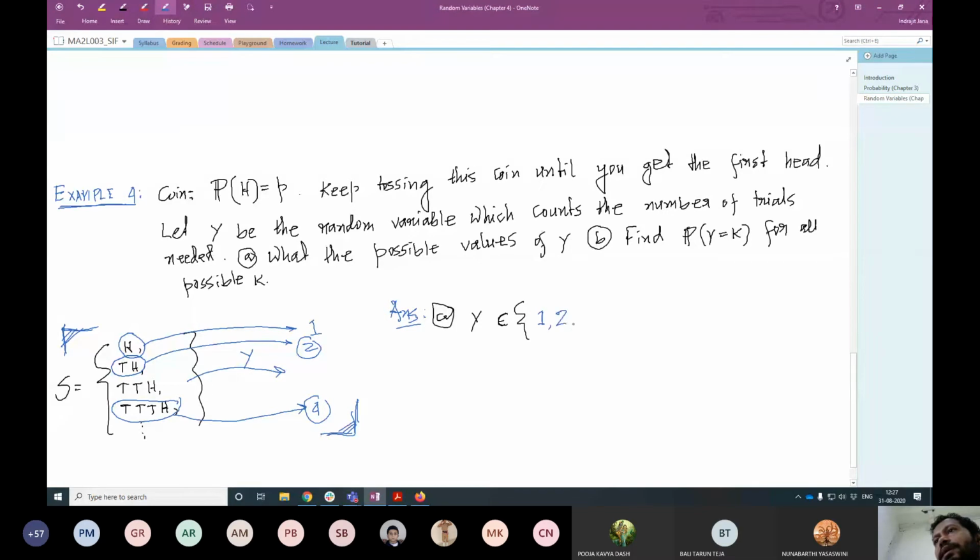So you may get a head in the second trial, or maybe you needed the third trial, or maybe the fourth trial, right? So theoretically, it can go to infinity, because there is no guarantee that you would get a head in the 100th trial, or maybe you would get a head in a millionth trial. So theoretically, there is no upper bound, which means the spectrum of Y is the set of all natural numbers, right?